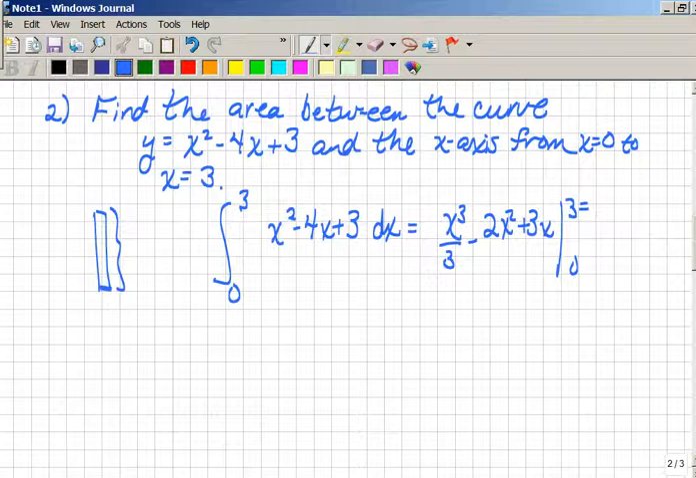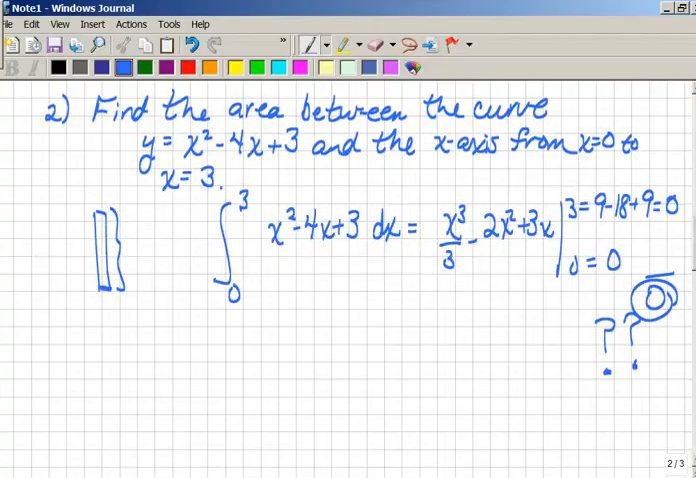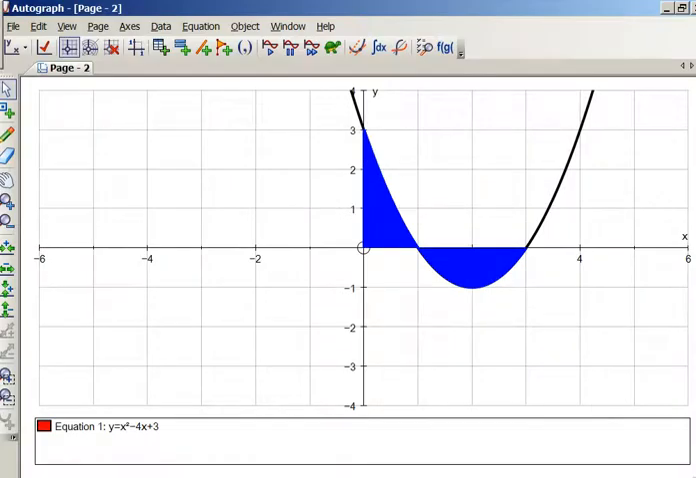Subbing in 3, we get 27 thirds, which is 9, minus 2 times 3 squared, which is minus 18, plus 3 times 3, which is 9. Subbing 0 in, we get, guess what? 0. So 9 minus 18 plus 9 equals 0. Minus 0 is 0. Well, wait a minute. What is going on? How can we have an area of 0? There is definitely blue area, which is not equal to 0.